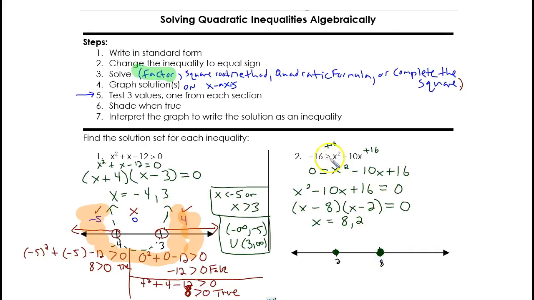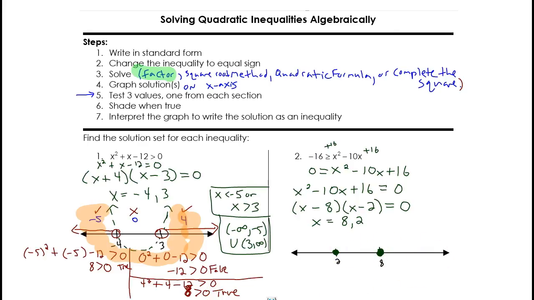If you were to plug them in, they would work because 2 squared minus 10 times 2 is actually negative 16, and 8 squared minus 10 times 8 is negative 16. They are equal. We know that because we set it equal and we solved it. Our question is, is the inside what we shade, or the outsides? Is it an intersection problem where the inside is shaded, or is it a union problem where the outsides are shaded?